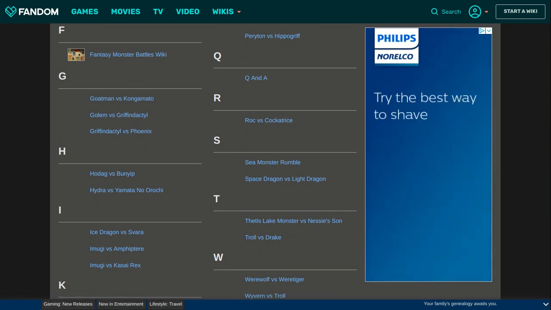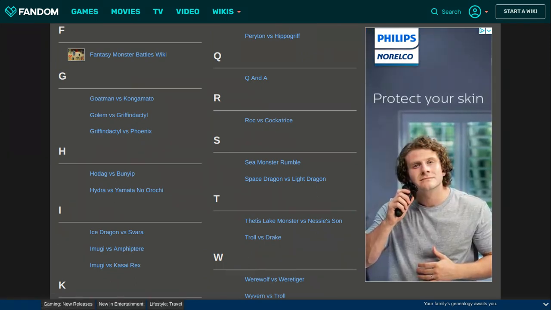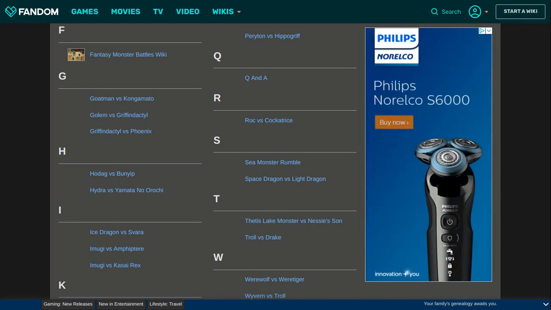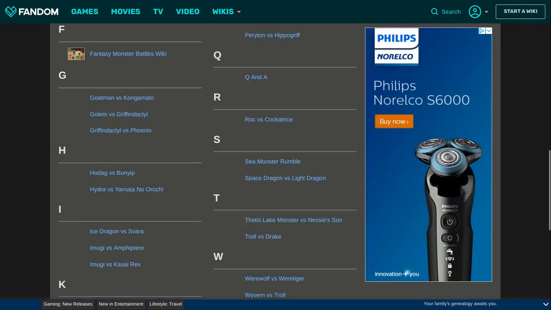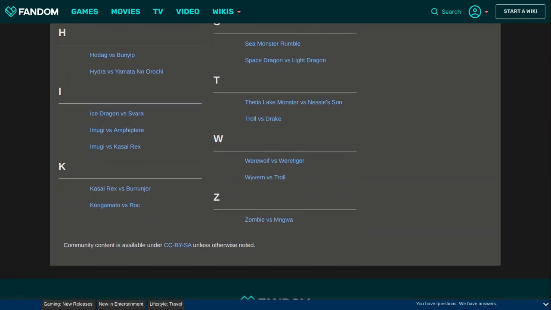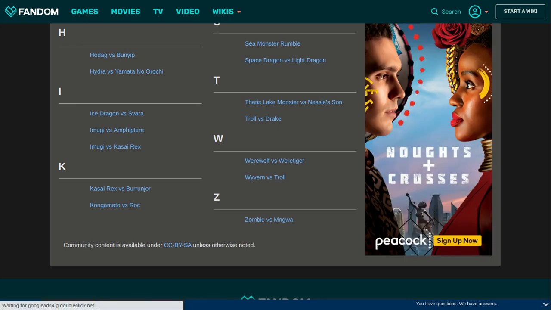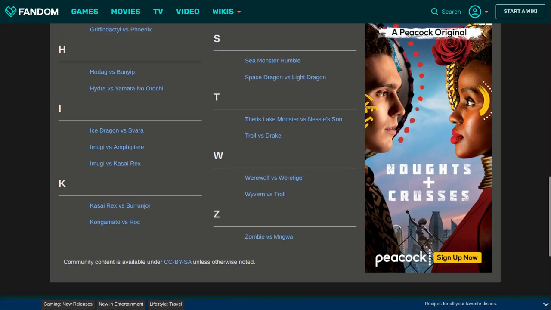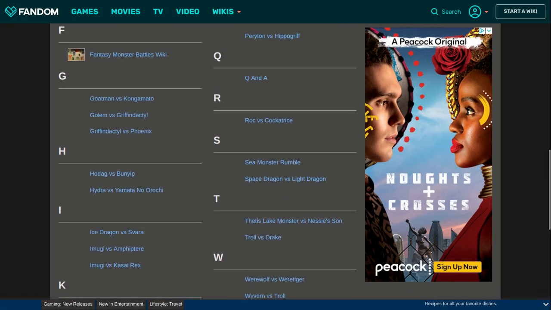Rock versus Cockatrice, Sea Monster Rumble, Space Dragon versus Light Dragon. Thetis Lake Monster versus Nessie's son. Yeah, there's kind of a story between the Loch Ness Monster, but and who knows. Troll versus Drake. Werewolf versus Weretiger. Wyvern versus Troll. And Zombie versus Mingwa. So these are all the battles so far.